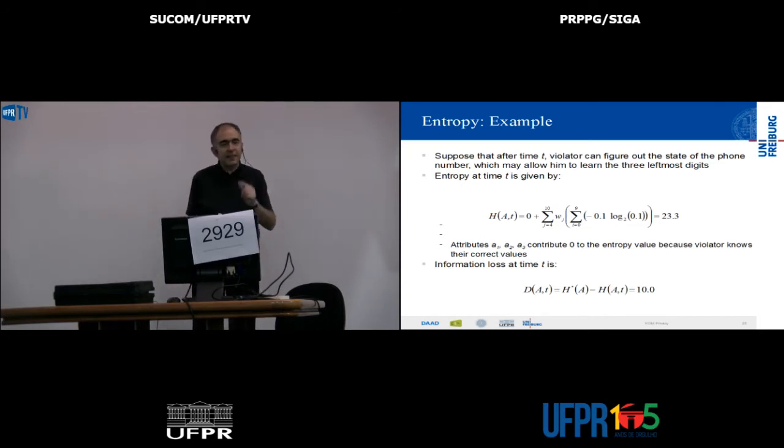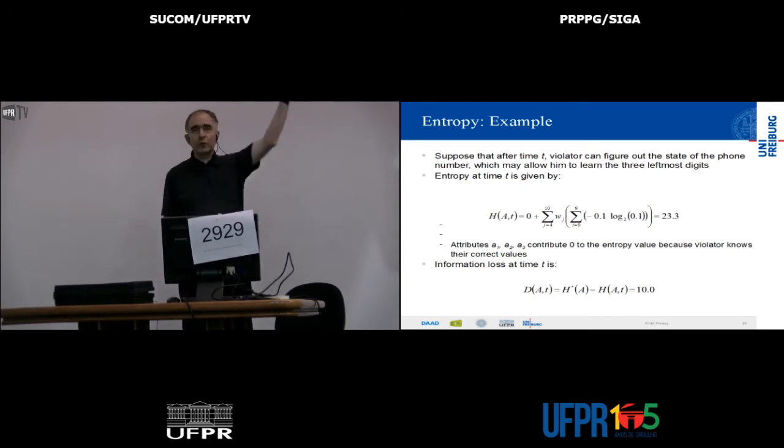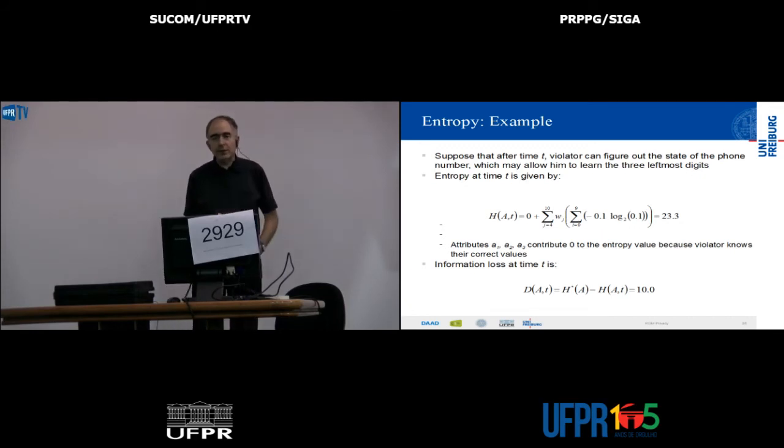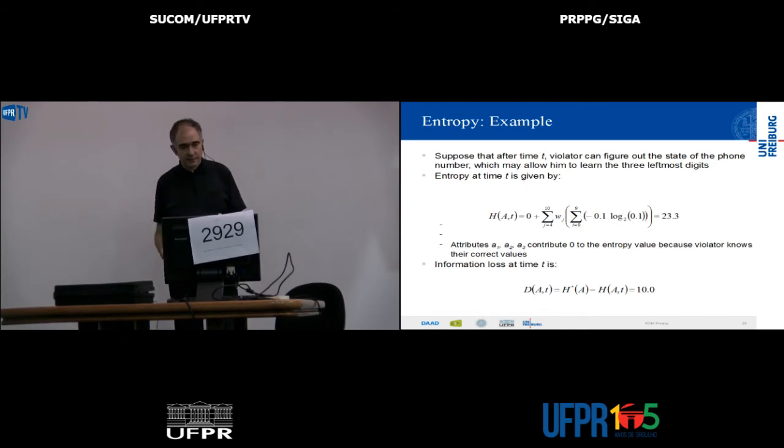Suppose now that after time t, the attacker finds out the first 3 digits. Suddenly it breaks down. You add it up. The first 3 are known, and our first sum runs from 4 to 10 for the remaining 7. It's only 23.3. So we have an information loss of 10. Great. What does it tell us?